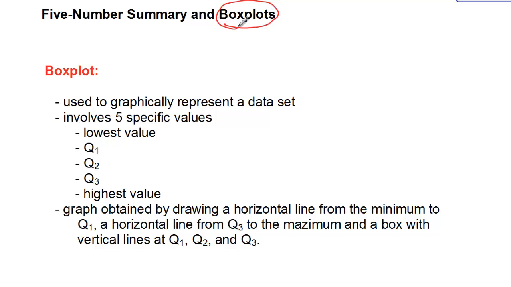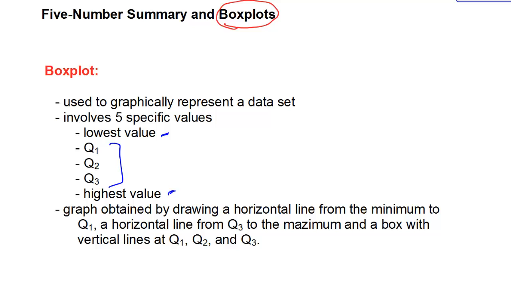You may also hear the box plot referred to as what we consider the box and whiskers, and that will make more sense once we draw it out for you. The 5-number summary, the reason why it's considered that is because we use the 3 numbers from our quartiles, the Q1, Q2, and Q3, along with the lowest number and the highest number. That way we have those 5 numbers that represent the data set.